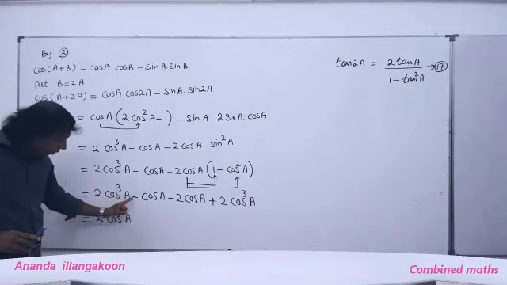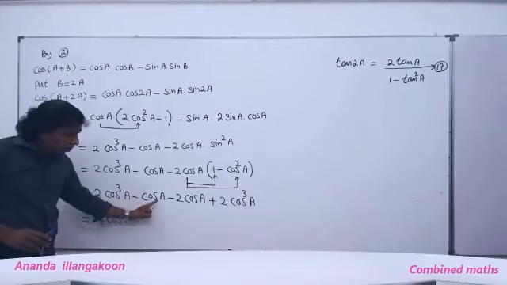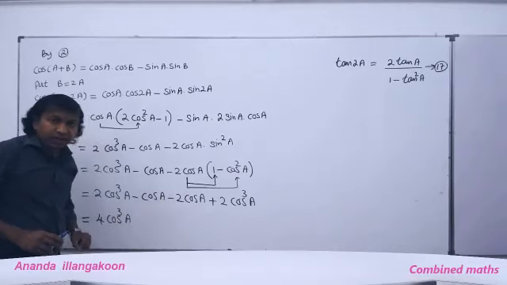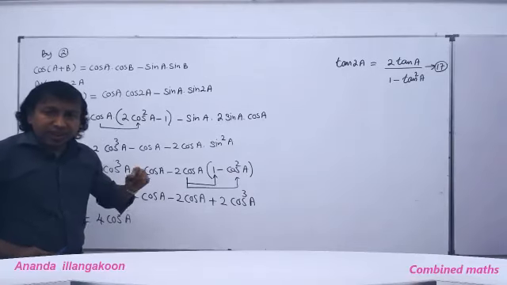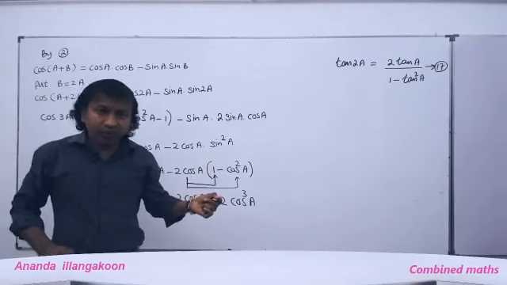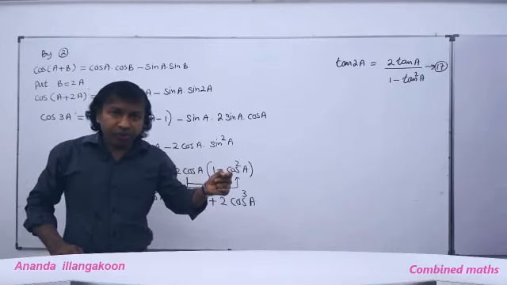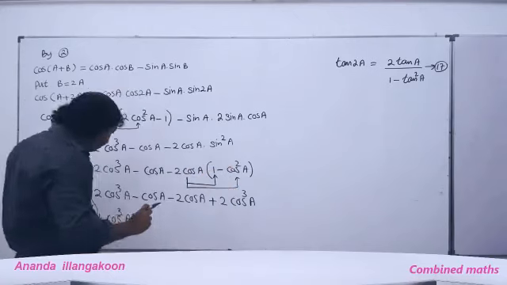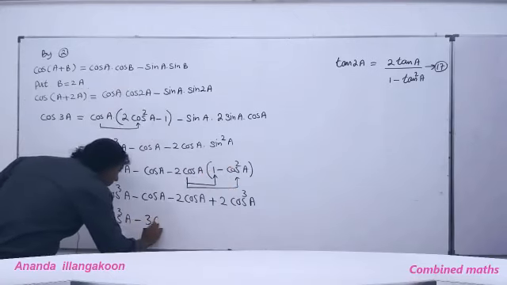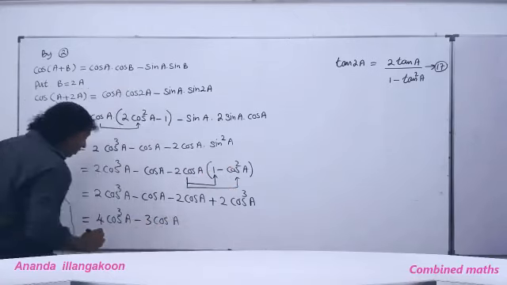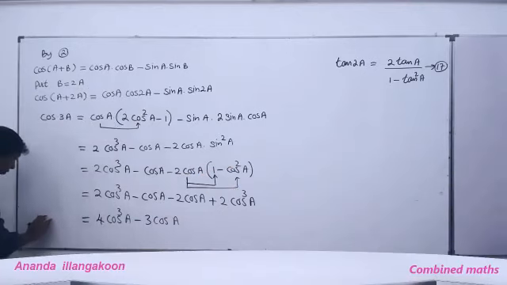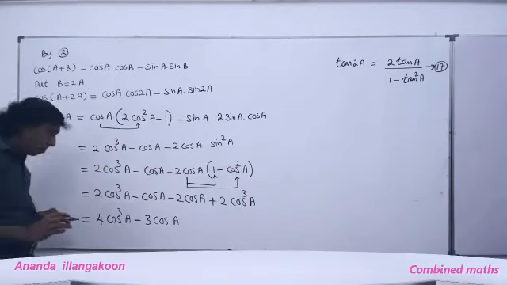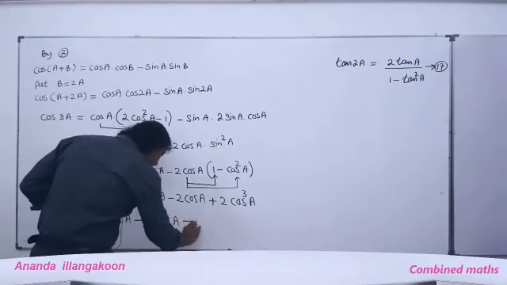And here minus 1 cos A minus 2 cos A, it is like minus 6 minus 2x form, no? Minus 6 minus 2x is minus 3x. Therefore, minus 3 cos A. So, this is the cos 3A formula. So, this is number 19.